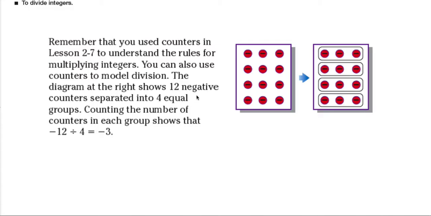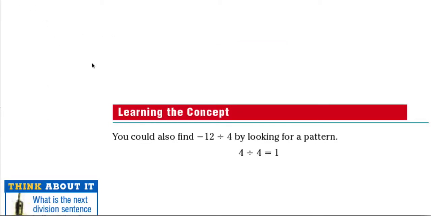The diagram at the right shows 12 negative counters separated into 4 equal groups. Counting the number of counters in each group shows that negative 12 divided by 4 is negative 3. So this is a basic division which you probably learned in 3rd or 4th grade. If you have 12 counters and you divide them into 4 groups, you end up with 3. But modifying this problem, you now have negative 12 counters, and if you divide them into 4 groups, you end up with negative 3. That's what it's trying to show. Okay, and let's see how this relates to dividing integers.